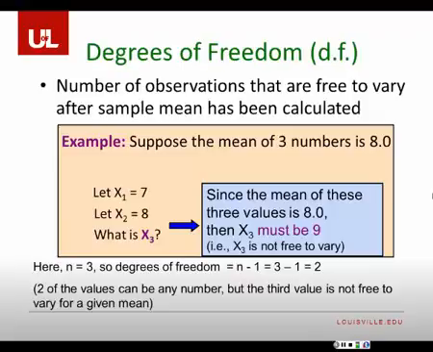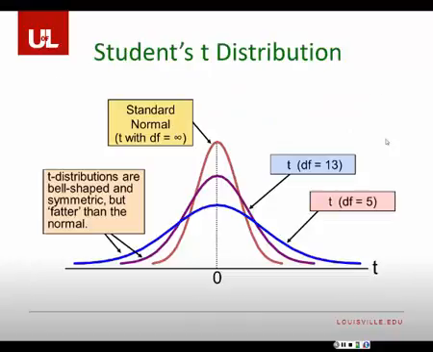So the degrees of freedom is the number of observations that are free to vary after the sample mean has been calculated. So suppose that the mean of three numbers is 8.0. Since the mean of these three values is 8.0, then x3 must be 9. Meaning that if you know two values, you know the third value. Right? If I tell you what the sample mean is, and I give you all but one value, you should be able to back out that last value. So that means that one value is not free. It can be completely determined once I give you the mean and those other values. Now this is how you should think about degrees of freedom.